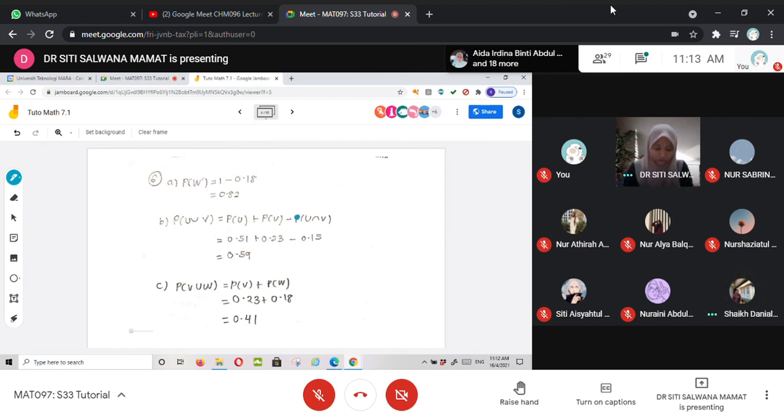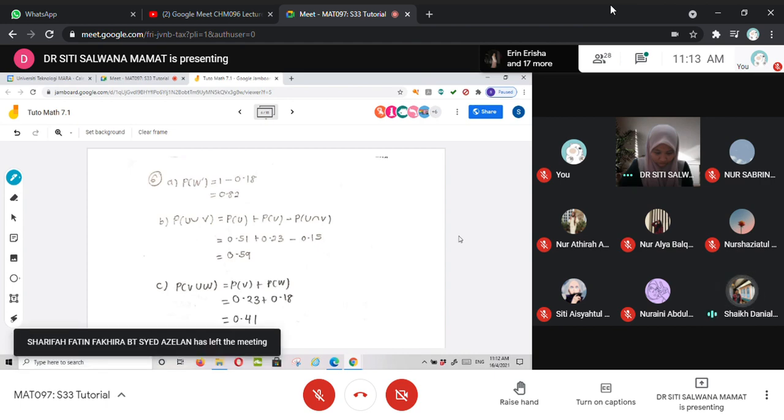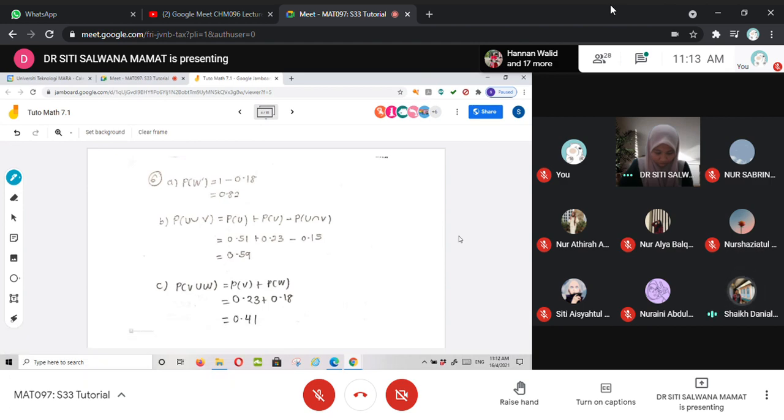Okay, so the question ni first A dia kata cari probability selain daripada W. So kat sini kita buat je lah, sebab dia bagi probability W tu 0.18. So kita buat je lah 1 minus 0.18. Nanti kita akan dapat 0.82.